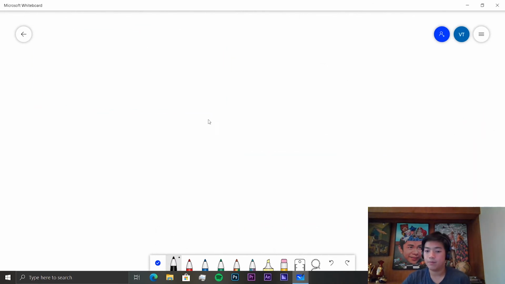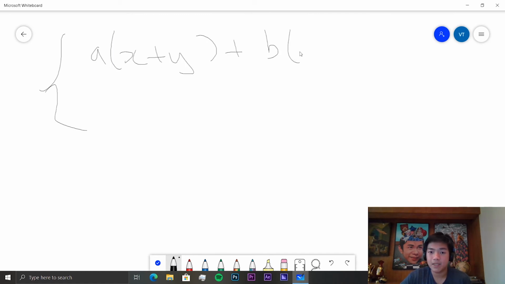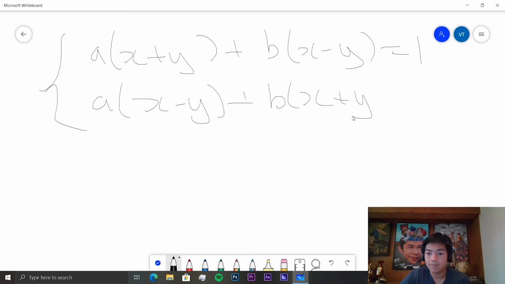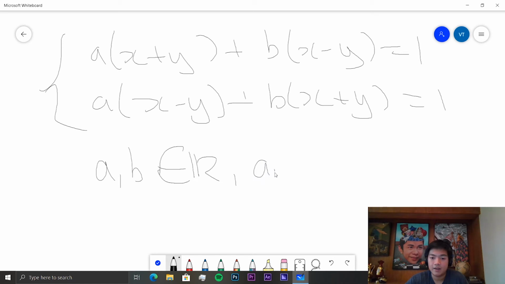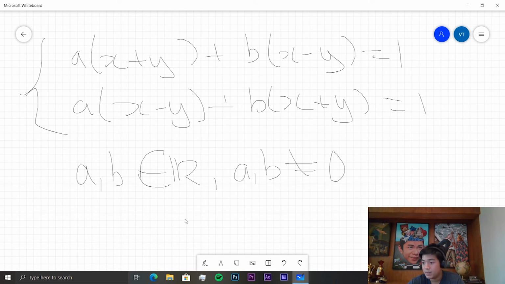Okay, on to the final problem. So we have a system of a times x plus y plus b times x minus y is equal to 1. And we have a times x minus y plus b times x plus y must be equal to 1. And we need to find the solution in terms of a and b. And a and b are real numbers, and they are not equal to 0.